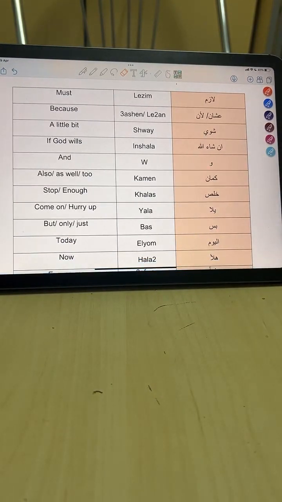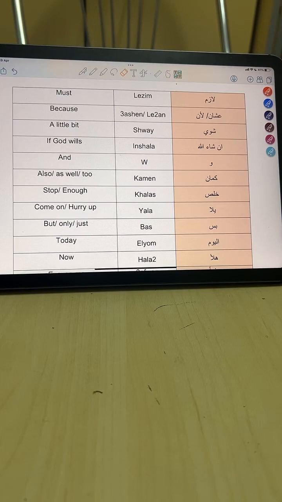Shway, a little bit, inshallah, if God wills, but if, let's say, mama, are you gonna buy me this toy tomorrow? You're a kid, you're at the supermarket with your mom, you see a toy, and she will tell you, inshallah, but this means no. She just blames God for her inability to buy you the gift or for her inability to say the truth and say no.